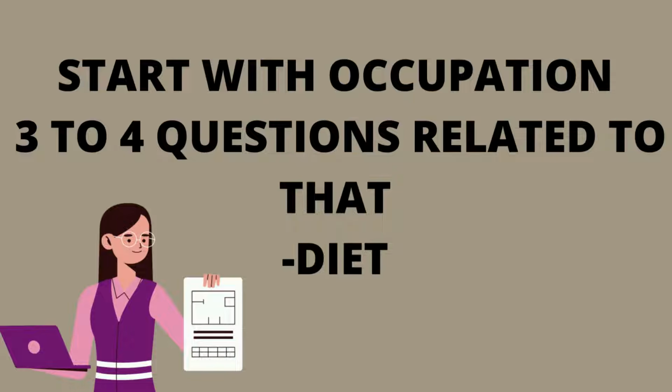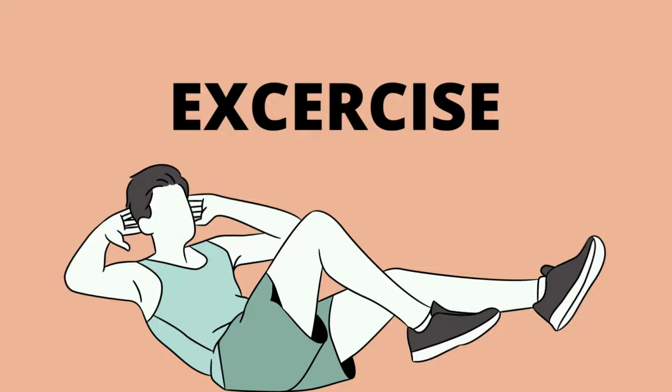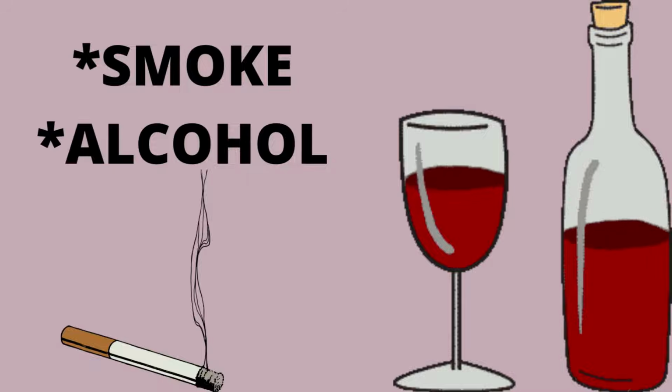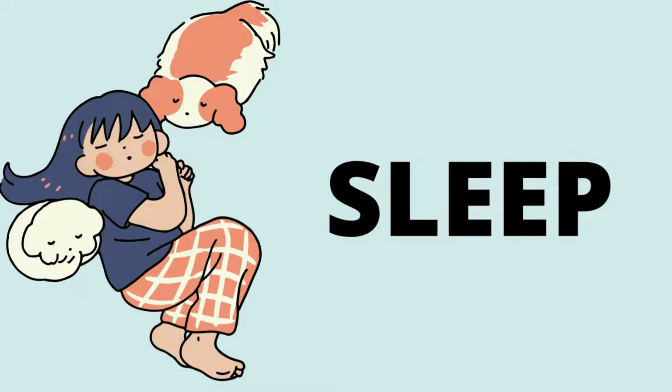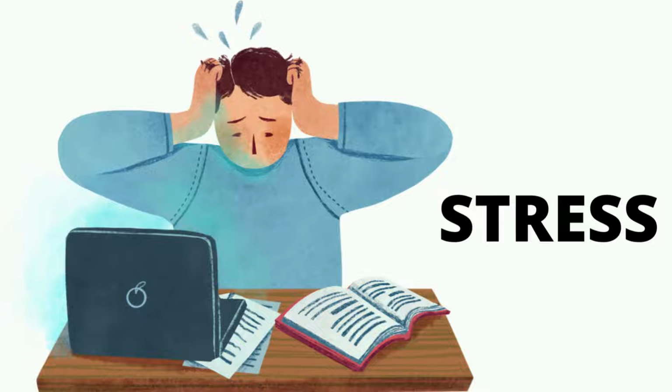This is the best formula which I'm giving you right now, which will help you to prepare many role plays afterwards. When you are starting with the occupation, there will be 3 to 4 questions related to that. Then it will be diet, because these are the two major segments where we have to work, ask the questions properly and advise the patient accordingly. Then it will be about exercise, then about smoking, then alcohol, and even sleep too. And one thing very, very important, do not forget to ask about stress also.